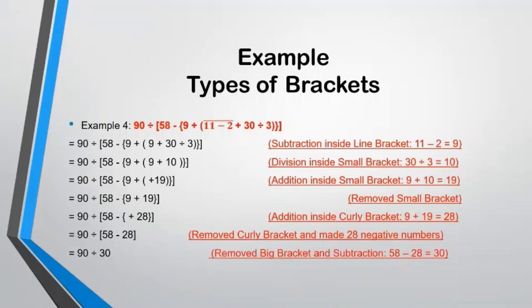Then we will do the subtraction in the big brackets, which is 58 minus 28, which is 30, and then we will remove the big brackets. And that will simplify the expression to 90 divided by 30. And we all know what 90 divided by 30 is, right? 90 divided by 30 is 3.